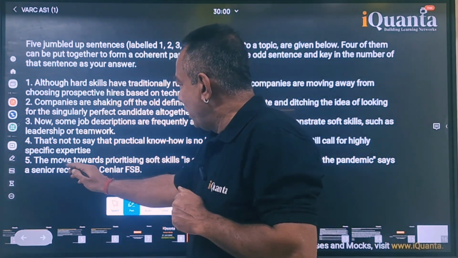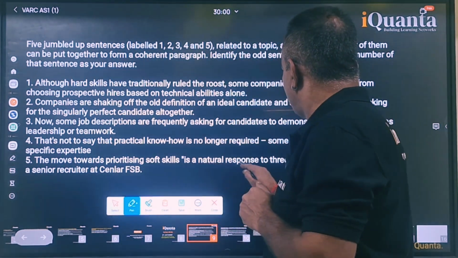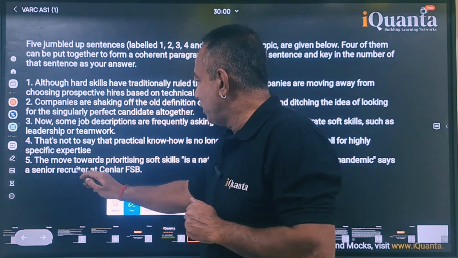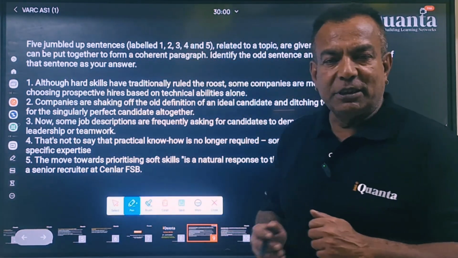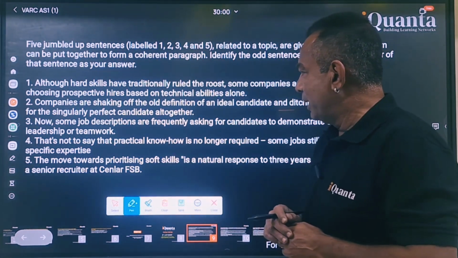So now the 5th one, the move towards prioritizing soft skills is a natural response to 3 years of pandemic, says a senior recruiter at Cellular FSB. Now here also they are talking about soft skills, right?